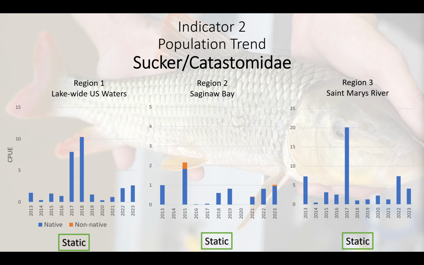It hovers right around 1 sucker per unit effort from the previous reporting period and the current reporting period. No significant trends. And then I'll say the same thing over here in the St. Mary's River. Although we did have a significant spike in 2017, this current reporting period, 2018 to 2022, there's been no really significant trends of increases or decreases of catostomids in the St. Mary's River.